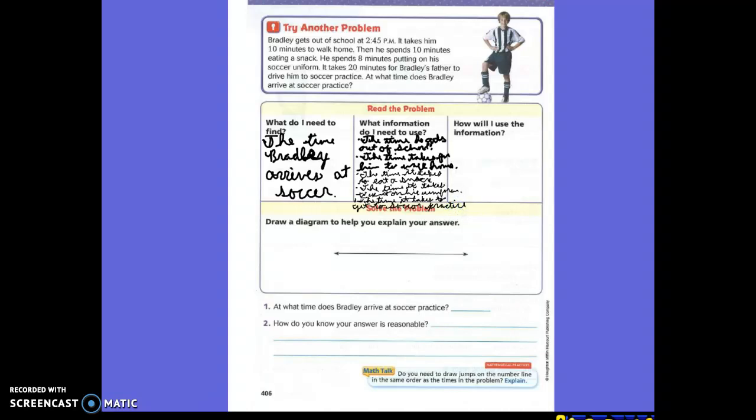Okay, how do I use this information? I will use a number line to find the answer. All right, our diagram is a number line. If we're saying that he gets out of school and he's doing all these things and then going to practice, do we know the start time or do we know the end time? The start time. We know the start time because that's when he gets out of school. So let's write the start time as 2:45 p.m.